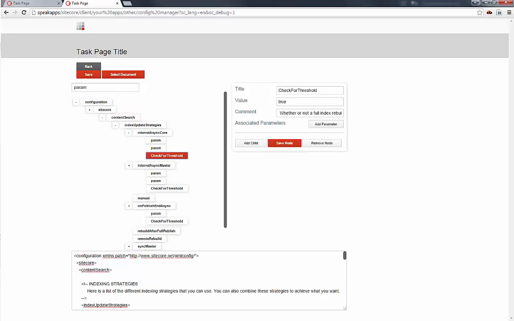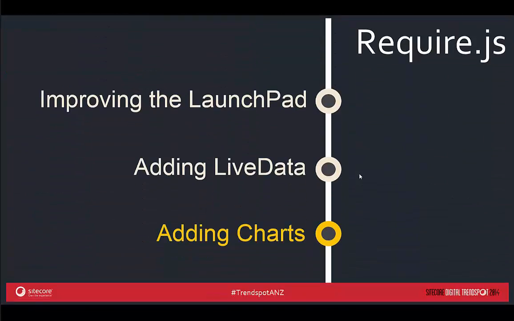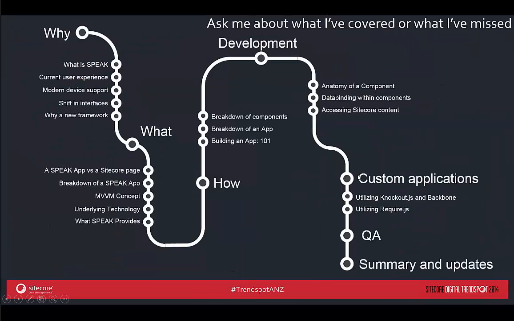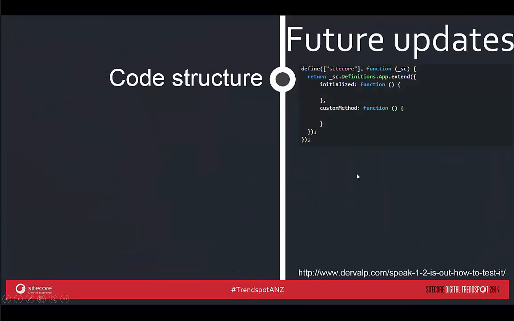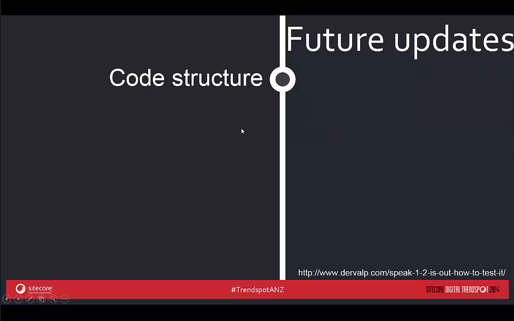So that's it. I might just switch back to my presentation. So we saw Gridster, we implemented Gridster, as well as that we had charts with chart.js. Future updates, so 1.2, 7.5 and 8 have this. It's the code itself, or components, and the page code is a lot cleaner. We can see here that we just have the reference to whatever dependency JavaScript files, as well as a simple initialize and the additional methods.